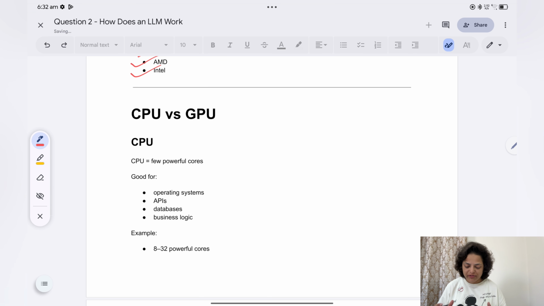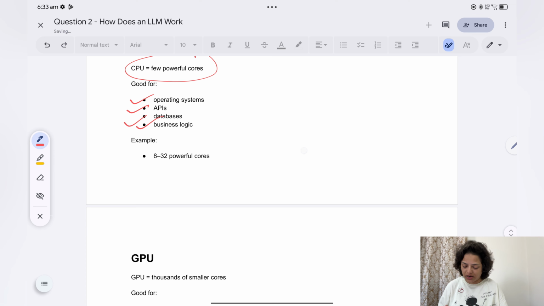Now if you see the difference between CPU and GPU, a CPU has very few powerful cores. It will have different cores, right? 8-core, 32-core CPUs you have seen. It is good for operating systems, APIs, databases, and business logic. We want to perform these kinds of processing things, so you will use a CPU there. For example, if you have 8 to 32 powerful cores, you will use the CPU.